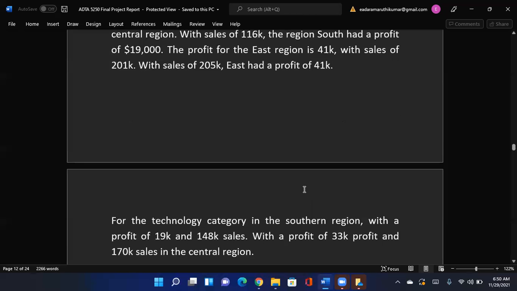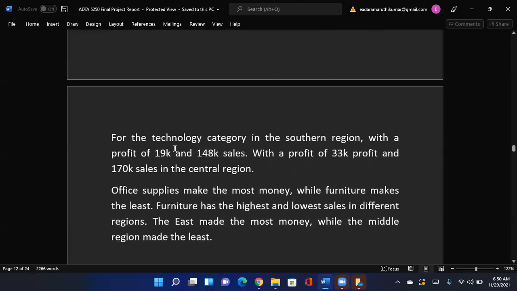I already mentioned this above. For example, in the technology category, in the southern region, we have 19k profit out of 148k sales, with a profit of 32k out of 170k sales in the central region. This is the highest.